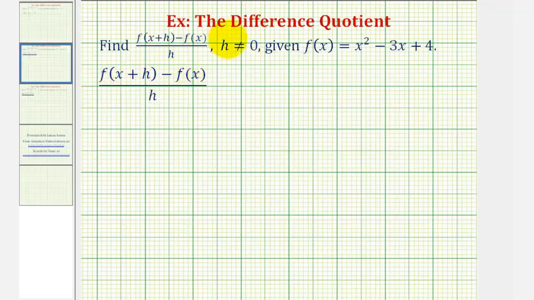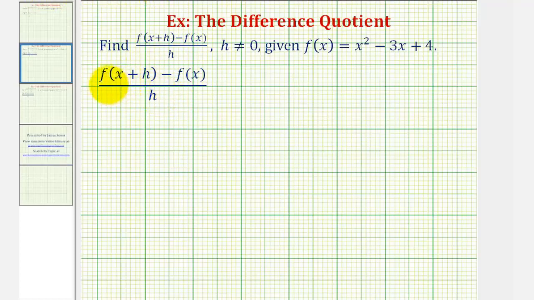Welcome to a second example of determining the difference quotient for a given function. In this example, the given function is a quadratic function. And as mentioned in example 1, this difference quotient, or this quotient here, is a very important quotient in the study of calculus. But for this example, we're just working on our algebra skills to simplify this quotient.